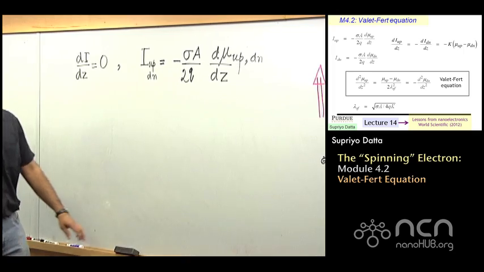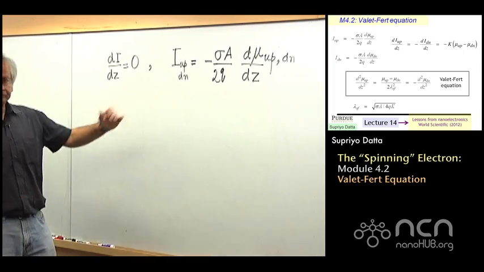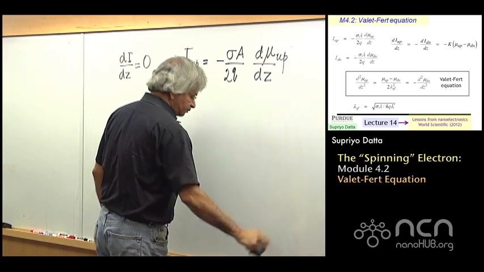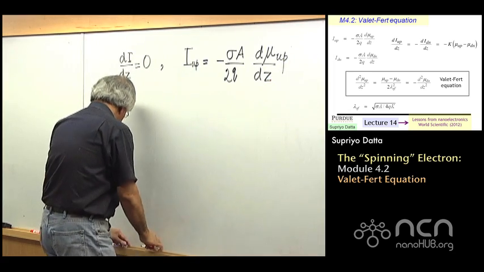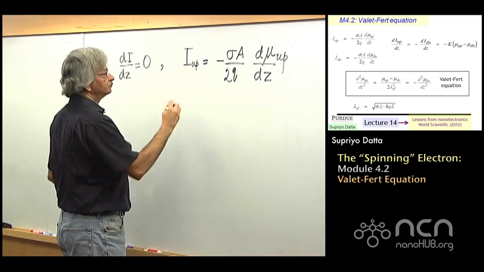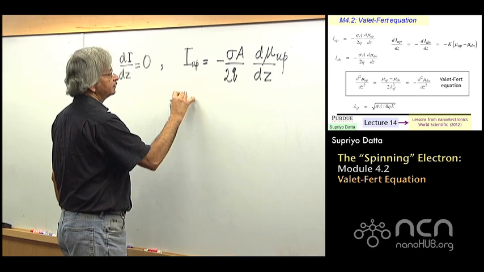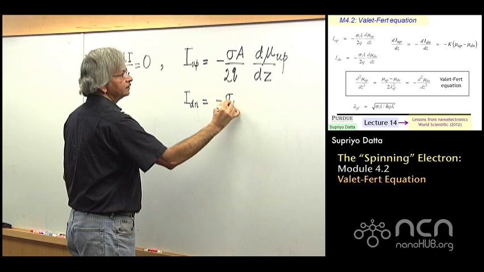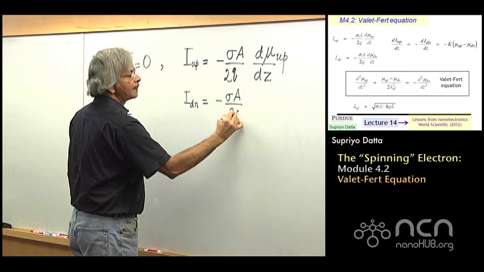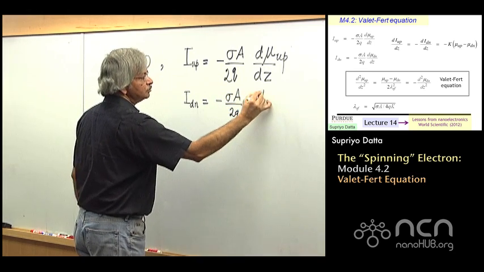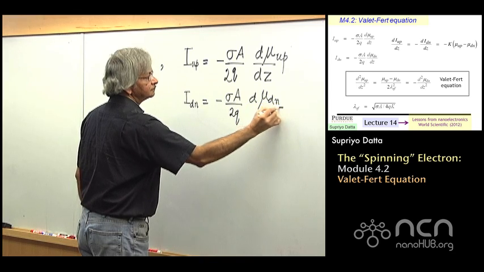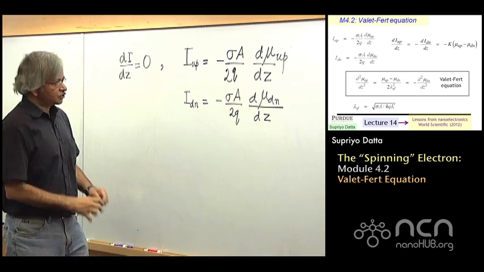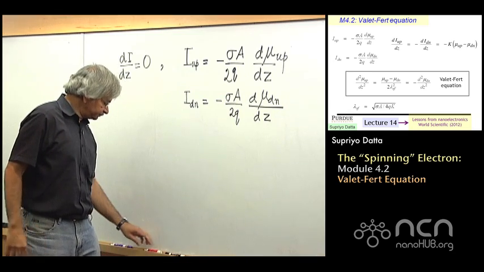So, as I said earlier, we have these two basic equations. I up is so much, and there is a I down. I'll now write it separately. There's I down, which is identical, but it involves the mu of the down channel. Okay. So far so straightforward.